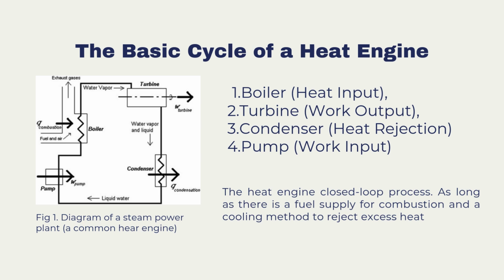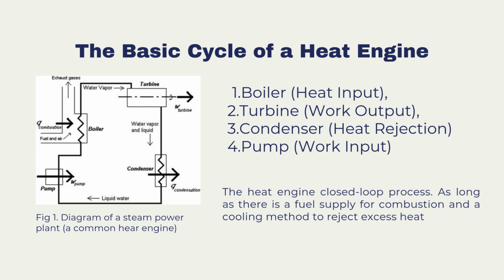Lastly, let's talk about what exactly goes on in heat engine cycles. In this diagram, it shows the basic process of a steam power plant, which is a common heat engine. We have the boiler for heat input, the turbine for work output, the condenser for heat rejection, and the pump for work input.